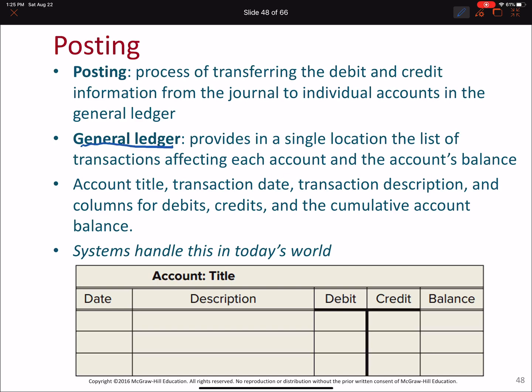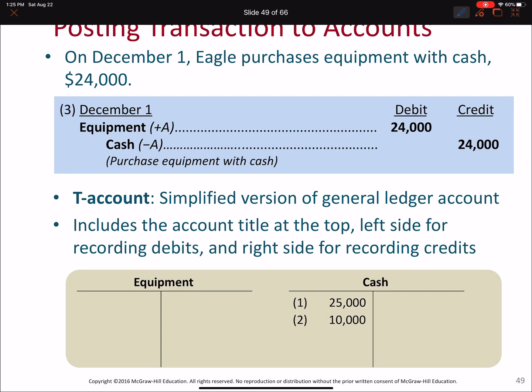The general ledger is one location and it has every single account balance, because journal entries do nothing more than change the account balance. I still have to do math to figure out what the balance is. And so posting, today computers do it. Today computers take all those journal entries and they calculate the updated account balance. We're going to show it in a very rudimentary way that's just going to help us as we go through the process. So for example, I'm going to use T accounts here.